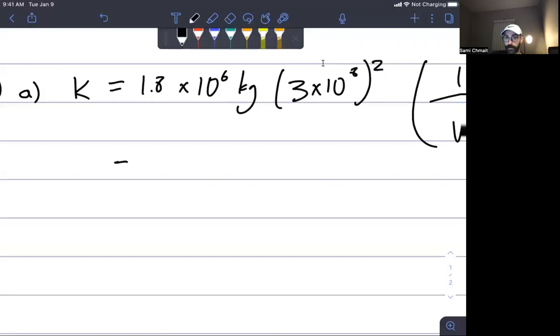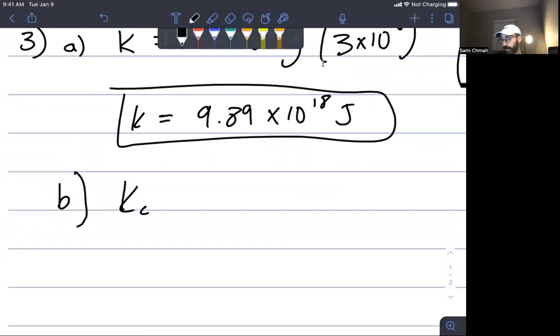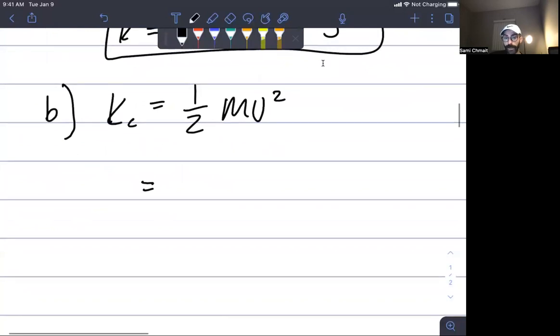This whole thing comes out to be equal to 9.89 times 10 to the 18 joules. Okay. And then in part B, remember our equation for a classical kinetic energy, I'm going to call it KC. Classical kinetic energy equation is 1/2 mv squared, right? So plug in everything, and what you're going to get is 9.8 times 10 to the 18 joules right there.